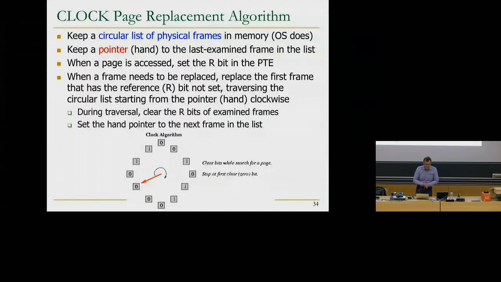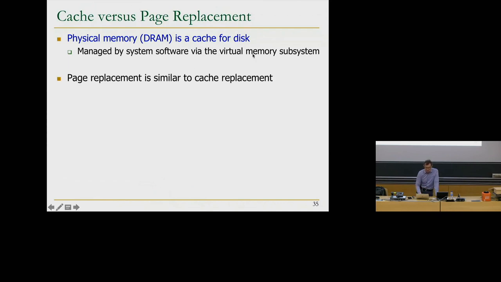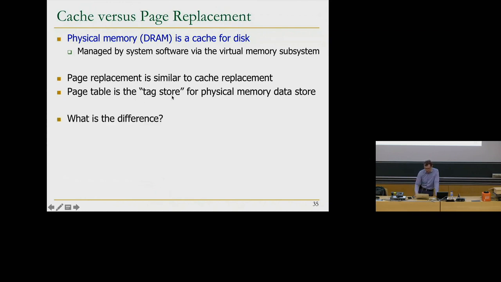Okay, so this is one replacement algorithm, actually. Basically, we're trying to replace a page from the physical memory. And it's essentially similar to cache replacement. You could use the same algorithm for a set-associative cache. Actually, it works not so unreasonably for a large set-associative cache. But it shows that physical memory is a cache for disk. It's managed by the system software via the virtual memory subsystem. And page replacement is actually similar to cache replacement, but there are differences which we will talk about very briefly. So the page table is really the tag store or physical memory data store, as I said.